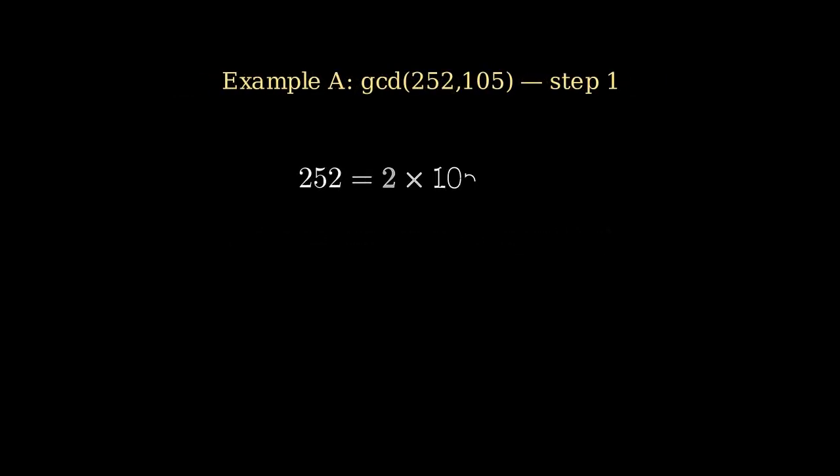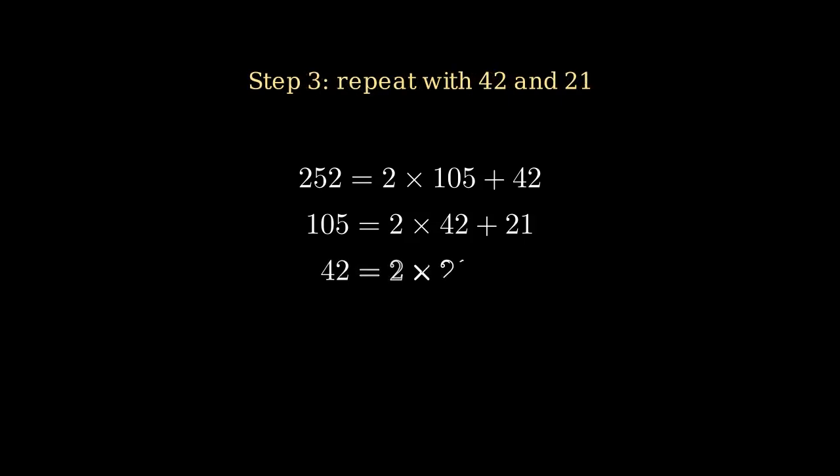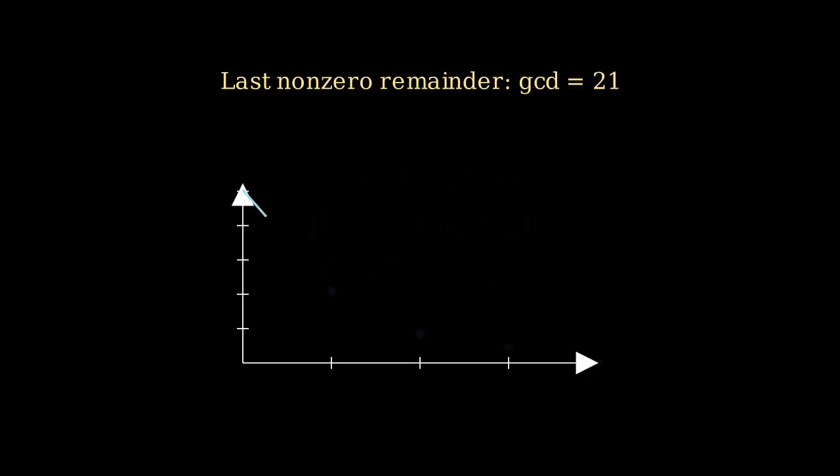Worked example A. Find the greatest common divisor of 252 and 105. Step 1. Divide 252 by 105. 252 equals 2 times 105 plus 42, so the remainder is 42. Step 2. Repeat with the pair 105 and 42. 105 equals 2 times 42 plus 21, remainder 21. Step 3. Repeat again with the pair 42 and 21. 42 equals 2 times 21 plus 0, remainder 0, and that's where we stop. Step 4. The last non-zero remainder we computed was 21, so the greatest common divisor of 252 and 105 is exactly 21.